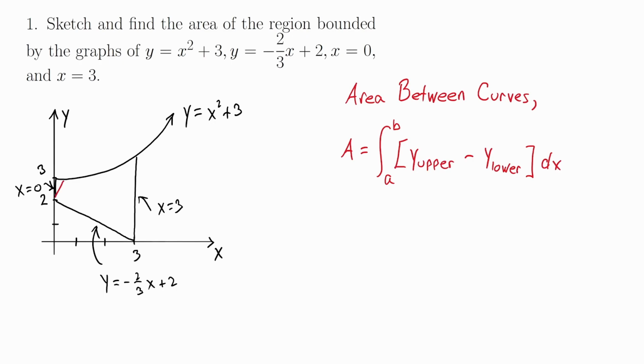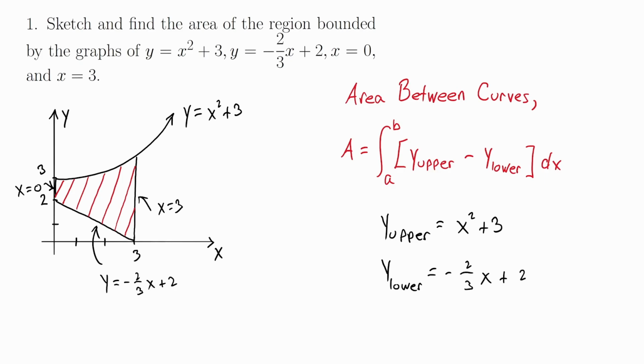So our region in question that's bounded by all of these curves is that right there. And with your sketch, you'll be able to easily determine what the upper function is. The equation for the upper curve, that's x squared plus 3. And the equation for the lower curve is negative 2/3 x plus 2.